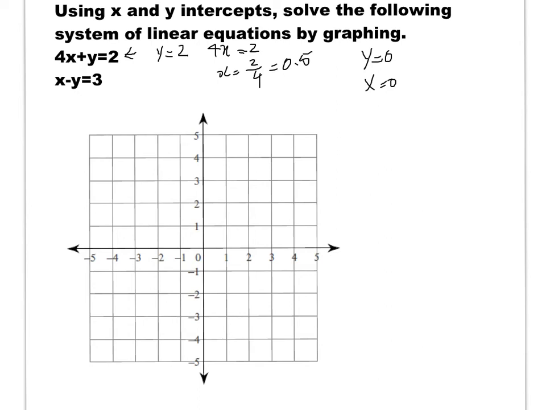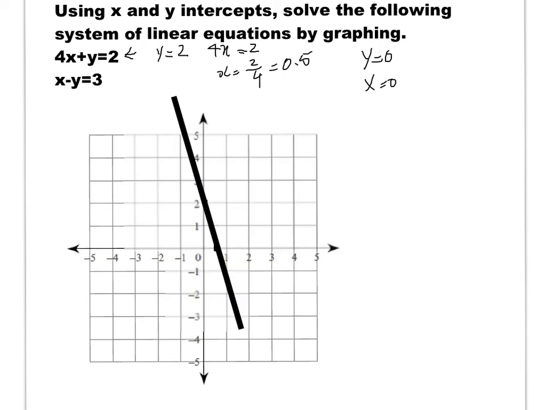So y equal to 2 is here, and the other one, x equal to 0.5, is going to be somewhere around here. And now I'm going to draw the line going through these 2 points. The line is drawn. Now I'm going to find the x and y intercept of the second line.